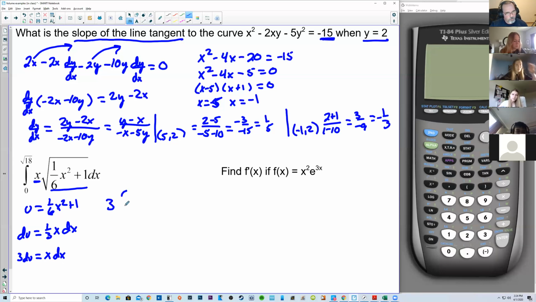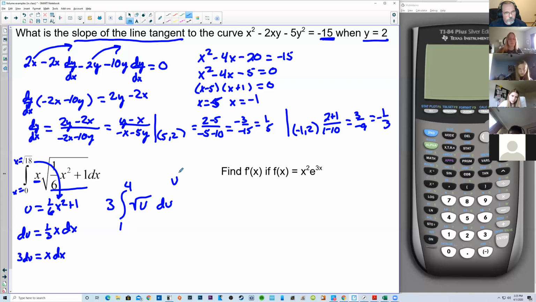So 3 integral du. And then 1/6 x squared plus 1, replace that with u. But now we could do the integral and turn everything back into x's, or we can turn the x's into u's. Now, if we convert them to u's, we don't have to go back to x's. So if we plug square root of 18 in for x, that's 18 divided by 6 is 3 plus 1 is 4. Plug 0 in there, we get 1. Now, you don't have to do this. You can go back to x's if you'd like.